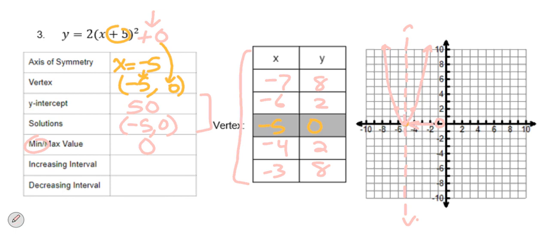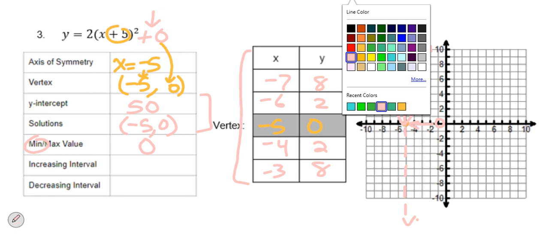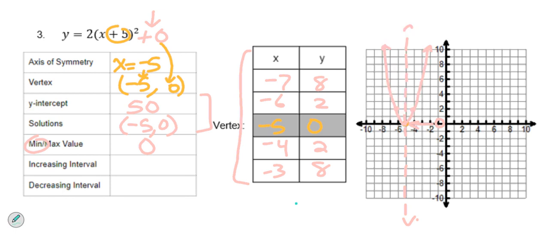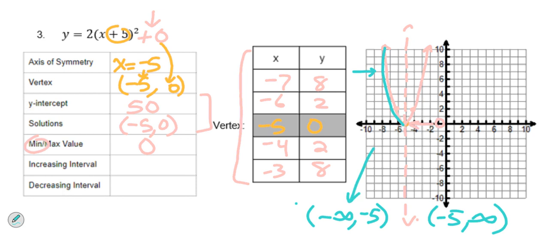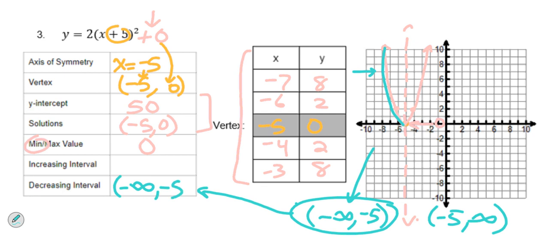And then once again, we're going to do increasing and decreasing. When we do increasing and decreasing, we put the -infinity, we put our axis of symmetry, which is -5, and then on the other side, it's the axis of symmetry and then +infinity. If we move from the left to the right, we're going down. So that means this one is the decreasing one. We're going to put that decreasing and the other one in the increasing.